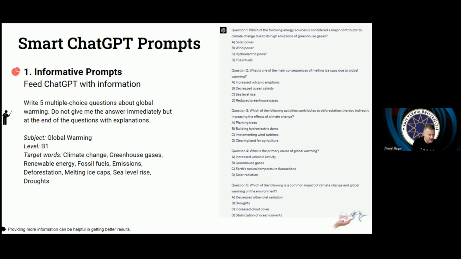Subject, global warming, 5 questions, open-ended, okay. But please try to use these target words in your questions, because this is from my unit. This is from my text in the course books. Otherwise, it will give you general questions.